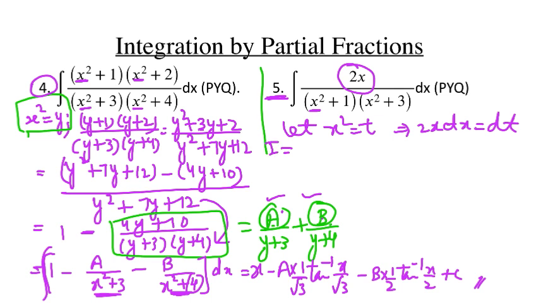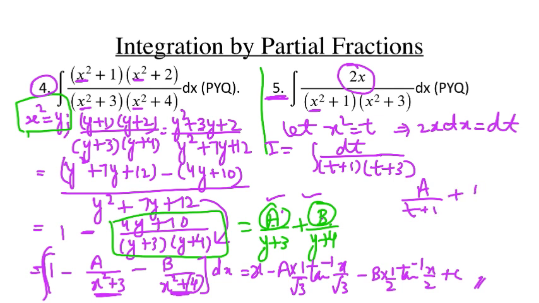Our integral will become the integral of dt upon (t plus 1) into (t plus 3), and then this can be done by using A upon t plus 1 plus B upon t plus 3 very easily. We have seen many such solutions.